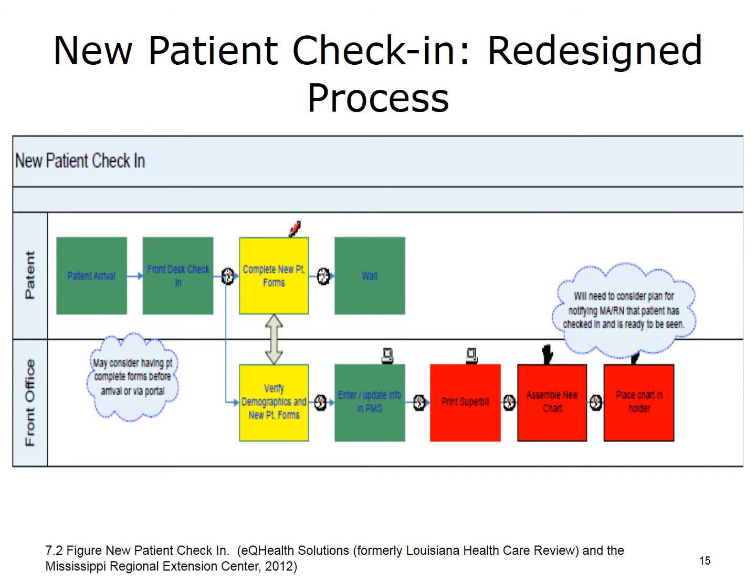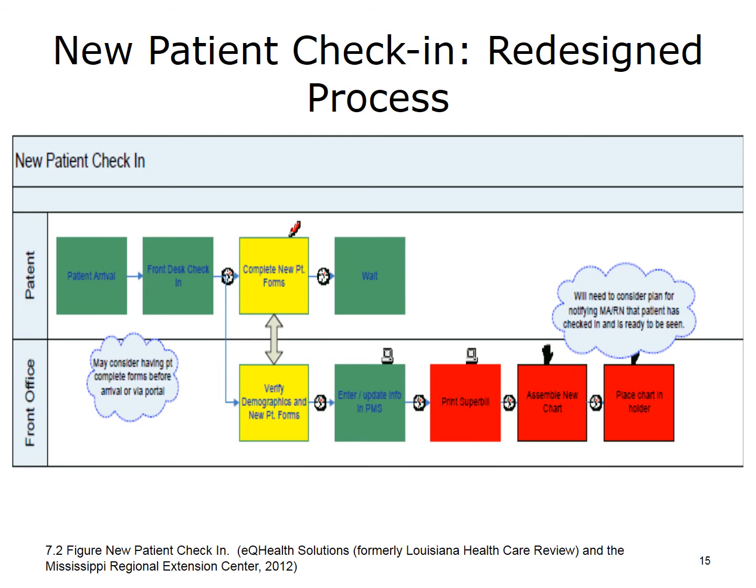The first process step, green and performed by the patient, is arriving at the clinic. The second, also green and performed by the patient, is checking in at the front desk. The third and fourth process steps are yellow and performed by the patient and front office respectively. They are complete new patient forms and verify demographics and new patient forms. The cloud appearing to the left of the third and fourth process step suggests a process alternative of having the patient complete new patient forms before the visit.